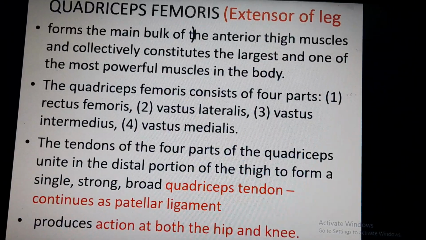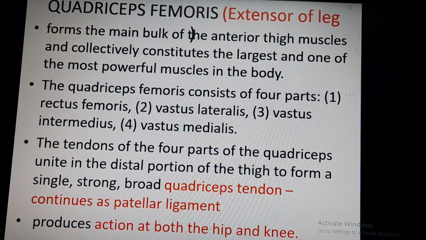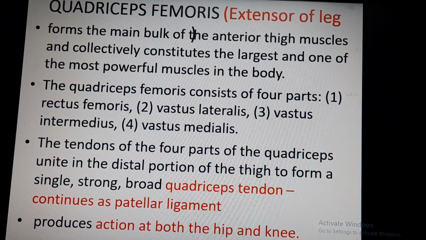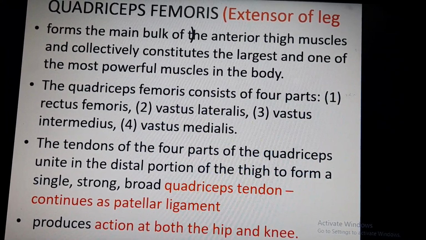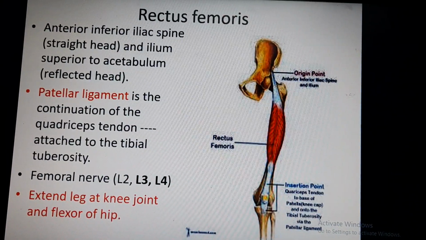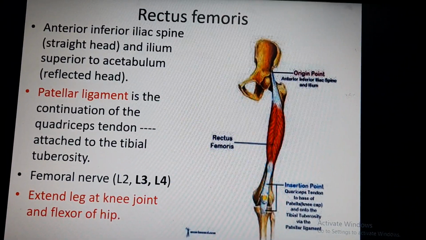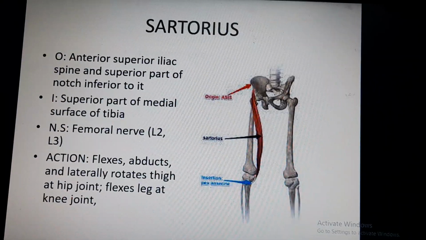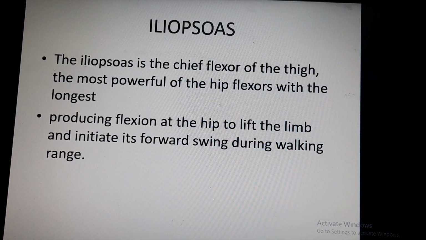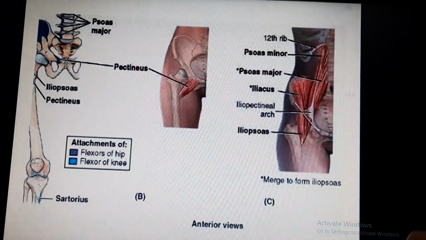Quadriceps femoris muscle is the extensor of leg. It consists of four main muscles, which are rectus femoris, vastus lateralis, vastus intermedius, and vastus medialis. Starting with the rectus femoris, combined we have discussed iliacus. Then we have to discuss psoas major muscle.